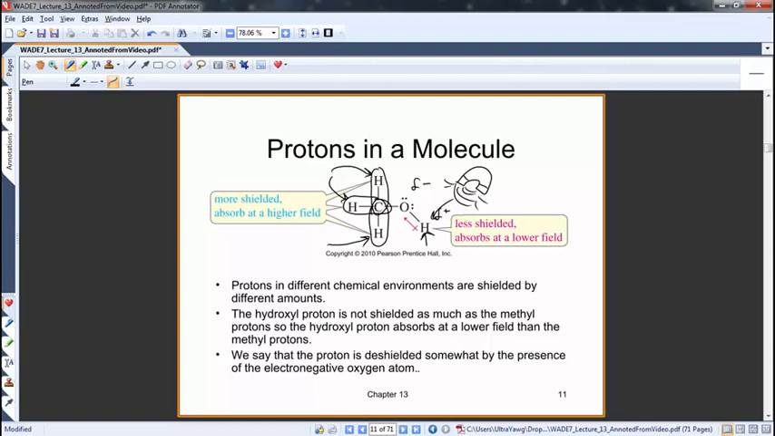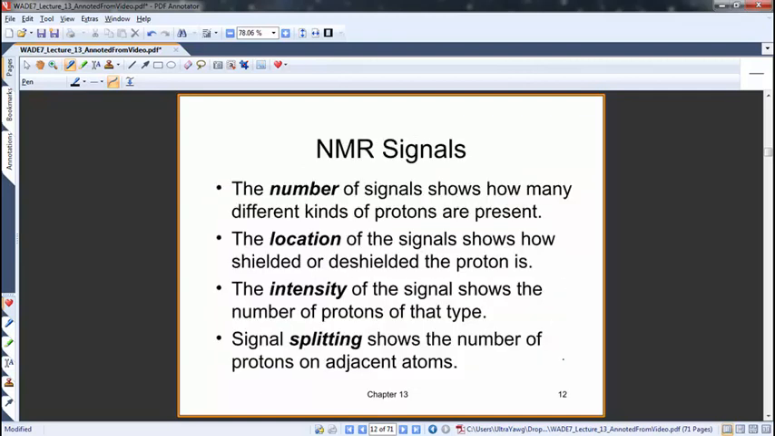This idea is called deshielding, whereby a hydrogen is on a molecule that has electronegative elements, you know, oxygen, nitrogen, fluorine. The effect of the electronegativity of that element pulls electron density away from the hydrogen and thereby exposes it to the magnetic field more so, and so that effect shows up in the corresponding spectrum that we're going to interpret. Okay, and here's some text that you can read about that if you want, but I like my explanation better, of course. Okay, so let's get to the actual spectrum now.